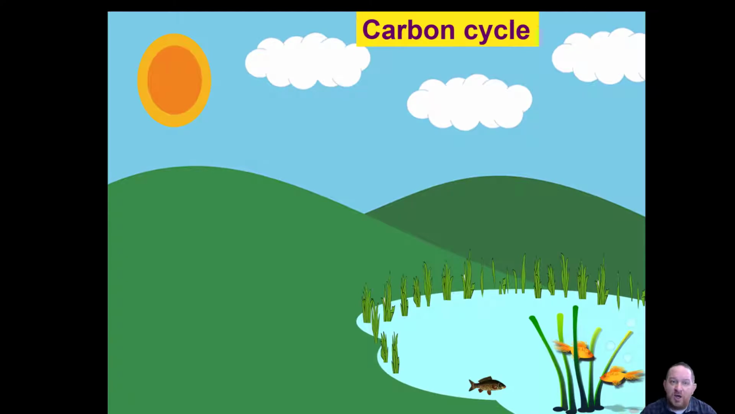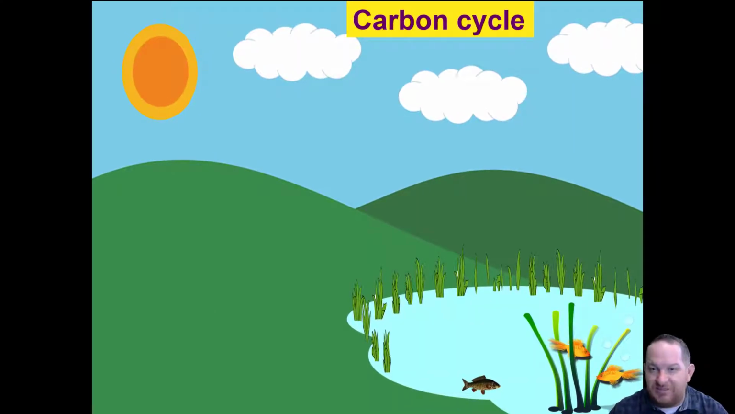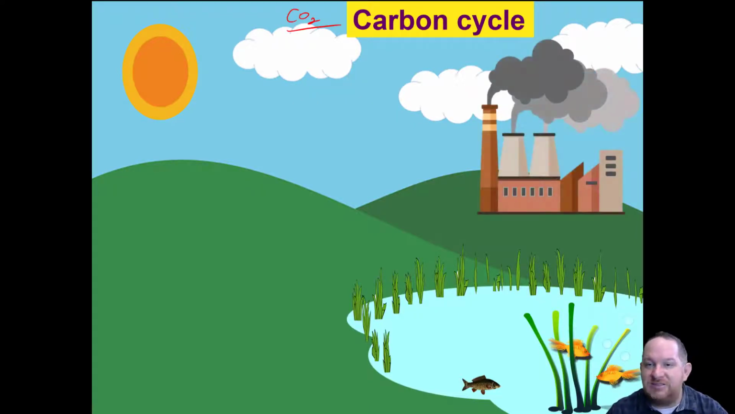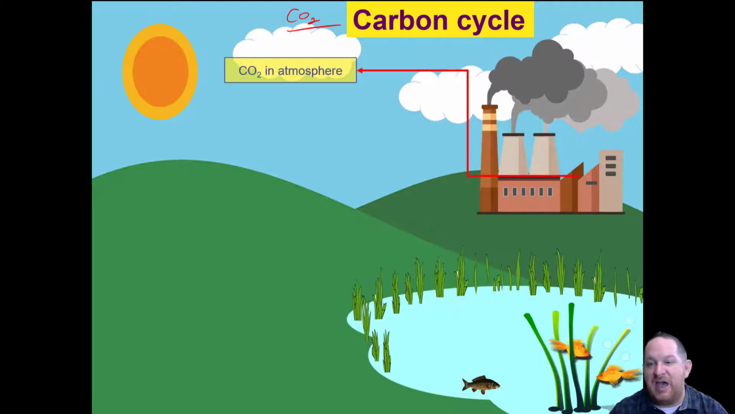Okay, so another really important cycle that you're probably hearing a lot about these days is the carbon cycle. When we think carbon cycle, what I really want you to think about is CO2, right? Carbon dioxide. So how does this carbon cycle work? Well, think about a fossil fuel factory, where burning fossil fuels is releasing a lot of carbon dioxide into the atmosphere.